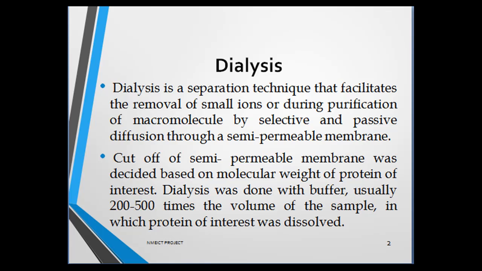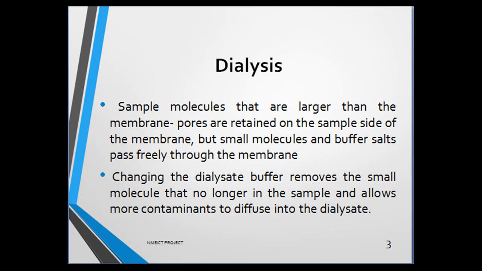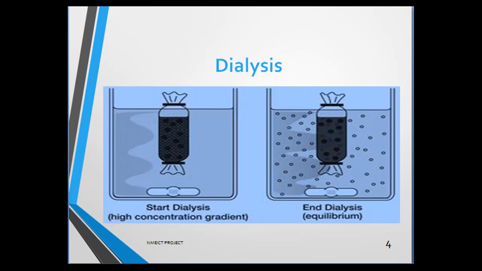Sample molecules that are larger than the membrane pores are retained on the sample side of the membrane, but small molecules and buffer salts pass freely through the membrane, thus reducing the concentration of those molecules in the sample. Changing the dialysate buffer removes the small molecules that no longer retain in the sample and allows more contaminants to diffuse into the dialysate. In this way, the concentration within the sample can be decreased to acceptable or negligible levels.